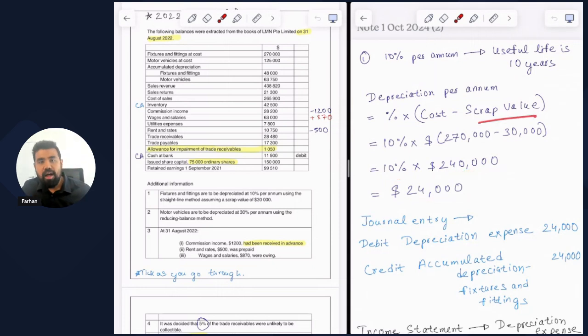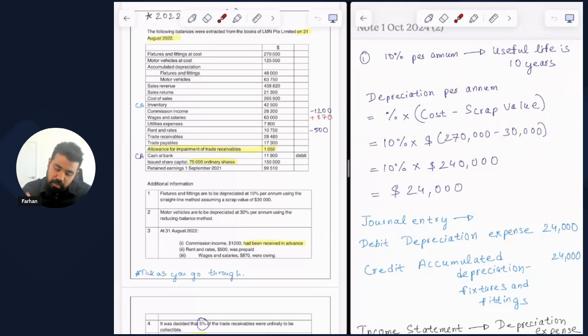Okay. Now, what is the meaning of scrap value? Now, the scrap value refers to the estimated selling price that you can expect to get after the end of the useful life for the fixtures and fittings, which means after the fixtures and fittings were used for 10 years, if you were to get rid of them or sell them, you would be able to sell them at $30,000, which is also known as the scrap value.